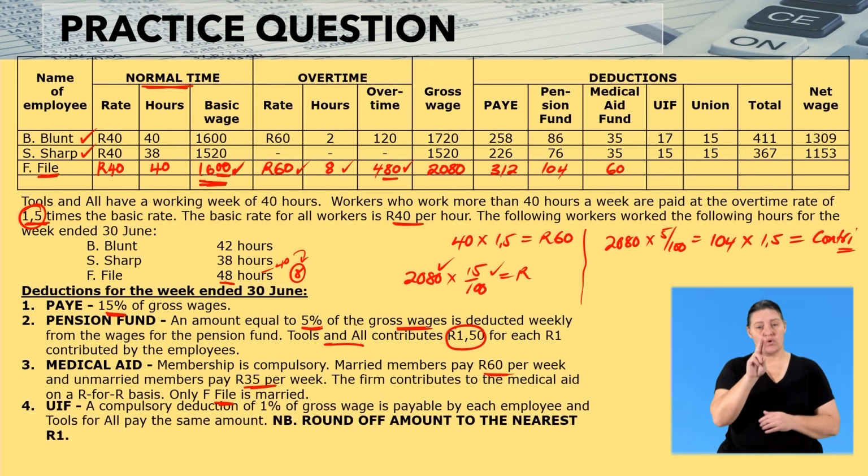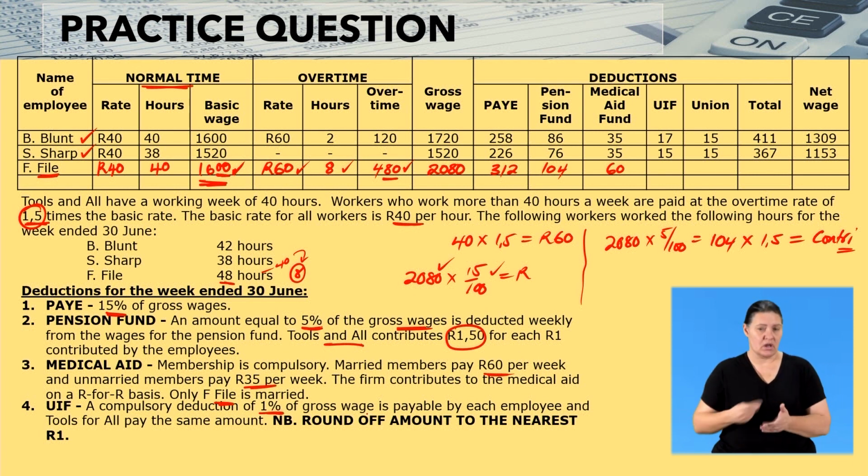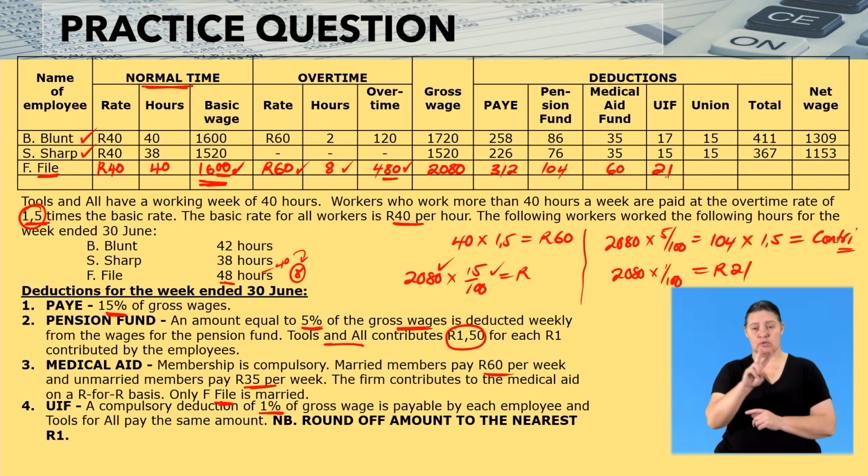The next one, UIF. A compulsory deduction of 1% of gross wage is payable by each employee, and Tools and All pay the same amount. So I'll take 1% of the gross wage. How much is my gross wage? 2,080. I multiply by 1%, and we round off to the nearest rand. So eventually, when I round it off, I'll get 21 rands. UIF, 21 rands.